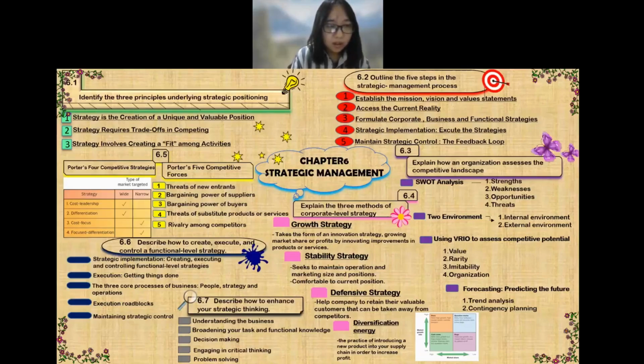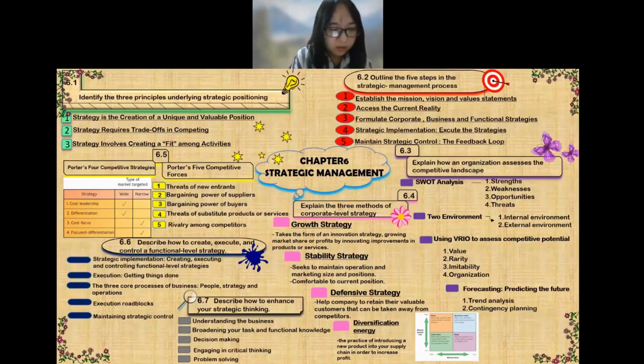Next is the execution, getting things done. After management has formulated functional level strategies, it's time to move forward and get things done. There are 2 types of corporate strategy: in-store division business and online division business. In the in-store division business, there are operations functional strategy, marketing functional strategy, and information technology.